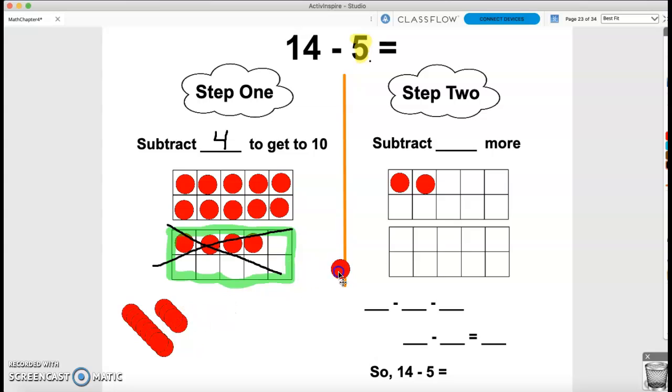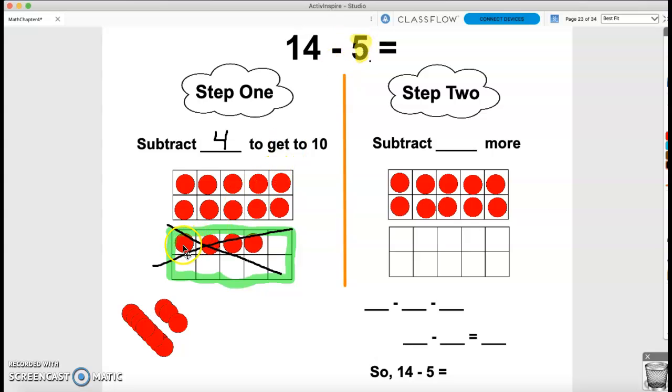So 1, 2, 3, 4, 5, 6, 7, 8, 9, 10. So we have 10 because we subtracted off the 4. So I need to figure out how many more we need to subtract off. Well, we need to subtract off 5.